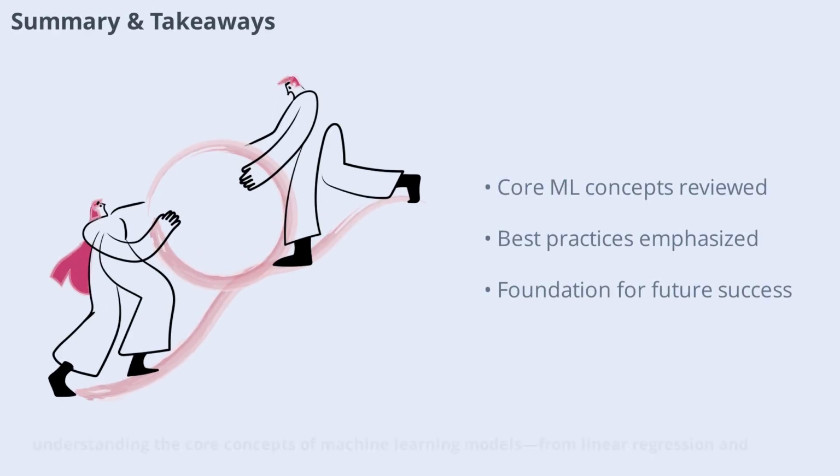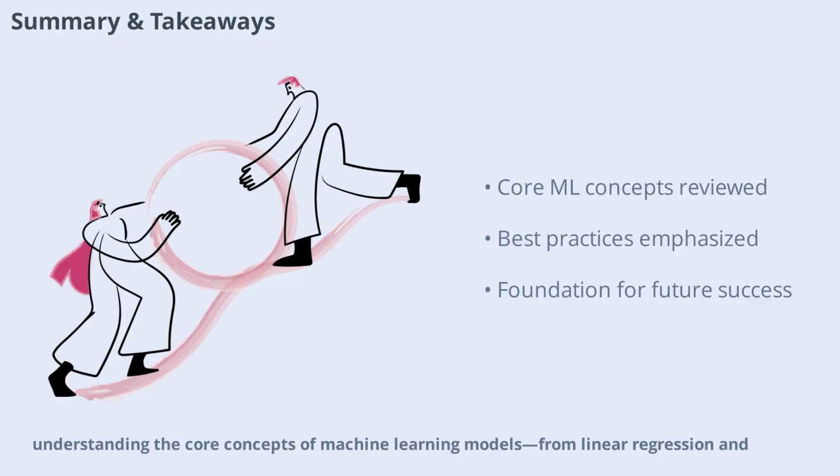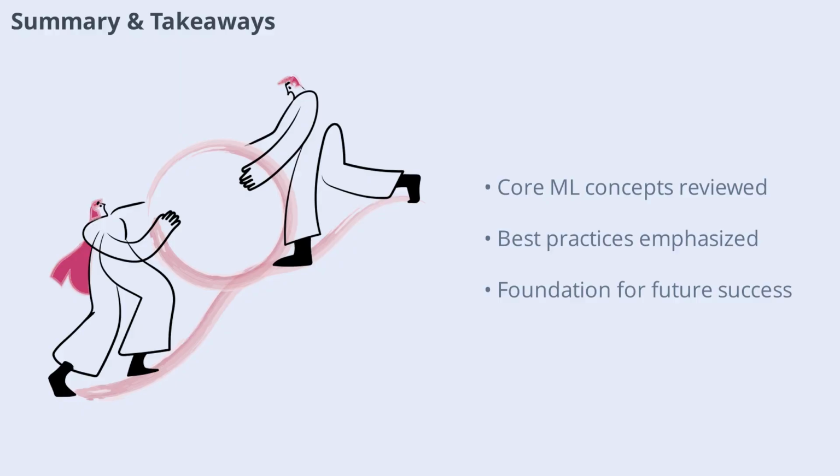Summary: understanding the core concepts of machine learning models, from linear regression and logistic regression to KNN and decision trees, is essential for building effective solutions. Knowing the assumptions, strengths, and limitations of each model, as well as best practices for data preprocessing and evaluation, set the foundation for successful machine learning projects. Whether you're working with tabular data, images, or text, these principles will guide you toward robust and interpretable models.